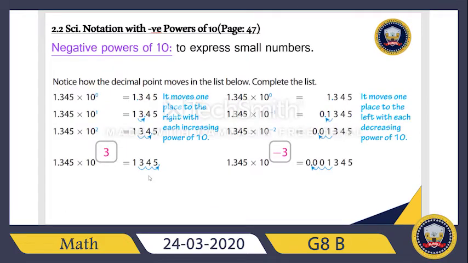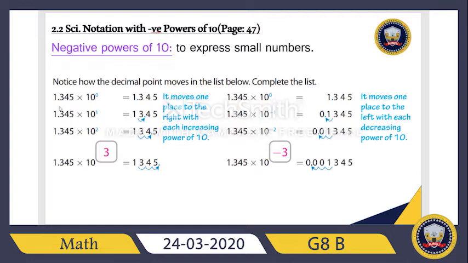Alright, let's move to our new class. So we're going to speak about negative powers of 10 today, and it is again scientific notation, but this time we're going to use it to write very small numbers. So let's first notice how the decimal point moves in the list below.